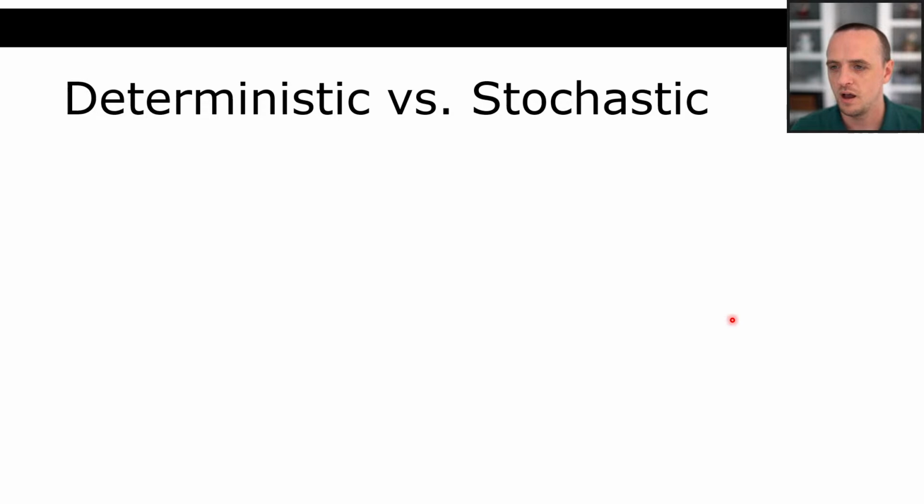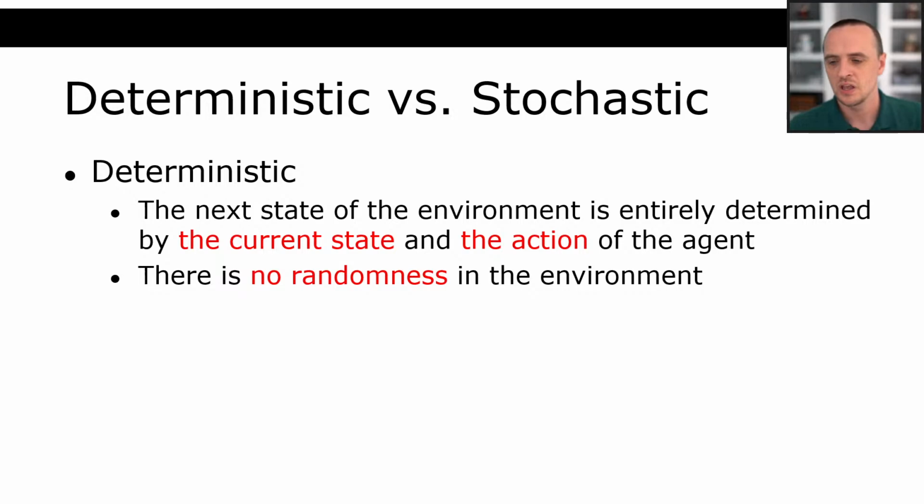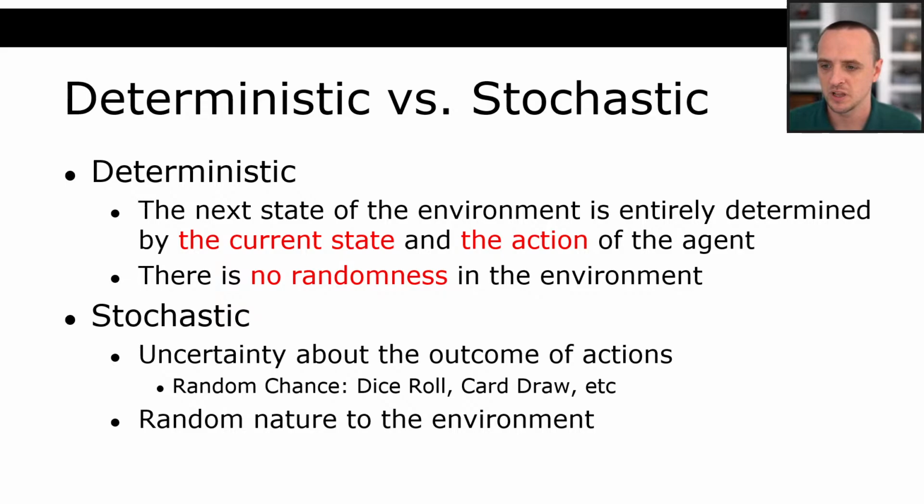Deterministic versus stochastic. All right. Deterministic environments mean that the next state of the environment is entirely determined by the current state and the current action of the agent. There is no randomness in the environment. So in a deterministic environment, if I choose to move forward by 1 meter, I will always move forward by 1 meter. Okay? In a stochastic environment, there is uncertainty about the outcome of actions. For example, if I'm playing blackjack and I take the action of draw a card, or hit me, the outcome of that action is random because the cards have been shuffled and I will receive what is essentially a random card.